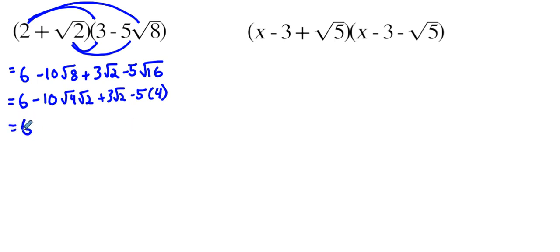So this is going to be 6 minus 10, and the square root of 4 is 2. Root 2 plus 3 root 2 minus 20. Well, now I see that the 6 and the negative 20 are like terms now, because they don't have any variable, nor do they have any radical components. So this is 6 minus 20, which is negative 14.